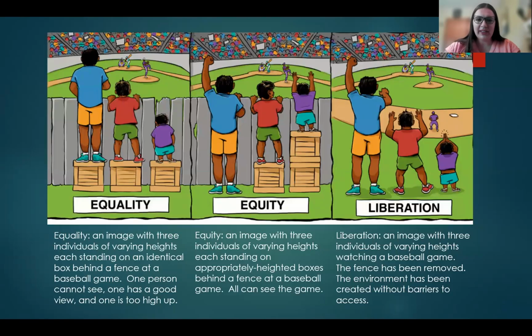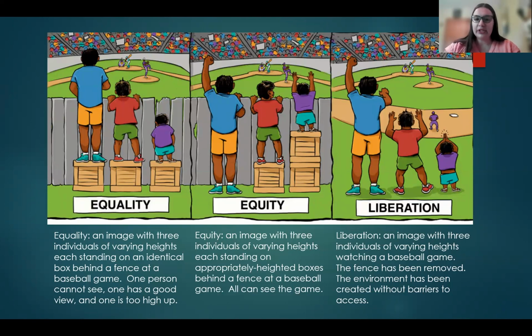I want to start by sharing this visual. It kind of shows the difference between equality, equity, and liberation. Liberation is also sometimes called accessibility, or justice. So the first image is of equality, and it shows 3 individuals of varying heights standing on identical boxes behind a fence at a baseball game. And so some of the individuals can see and some of them cannot see because they're all on equal sized boxes that do not provide the correct support for them.